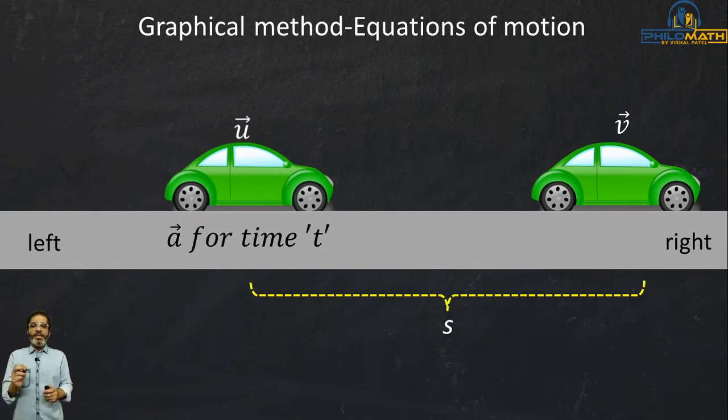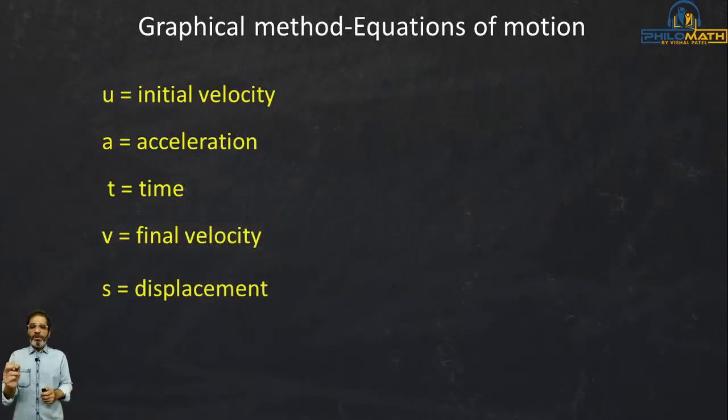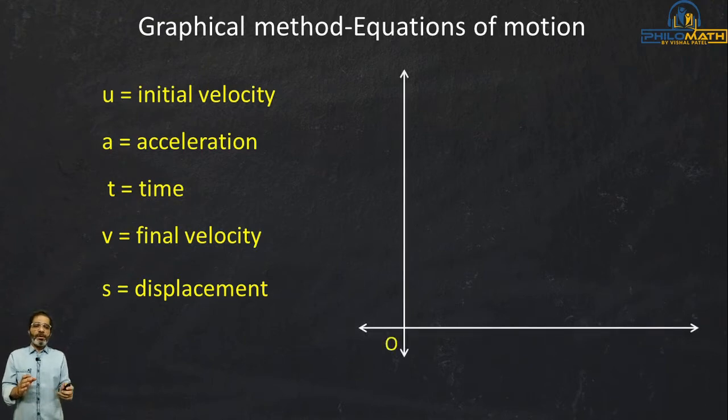Knowing these 5 terms, that is u, v, t, a, s, let us now understand how we show these terms on a graph paper. First I am drawing an x-axis and y-axis. Remember students, for the derivation we always plot time on the x-axis and velocity on the y-axis. This graph we call velocity versus time. Let us take point A, which indicates the initial velocity of the car.